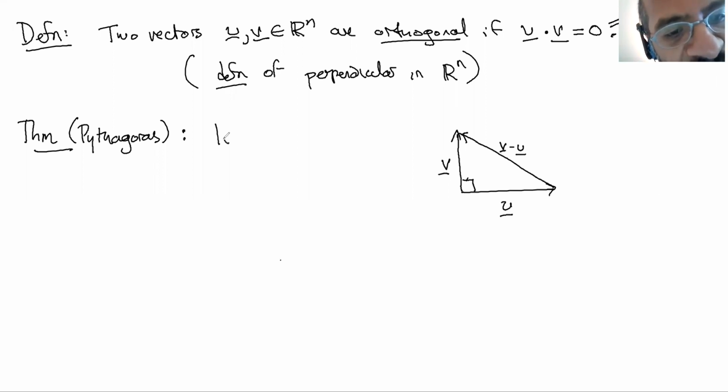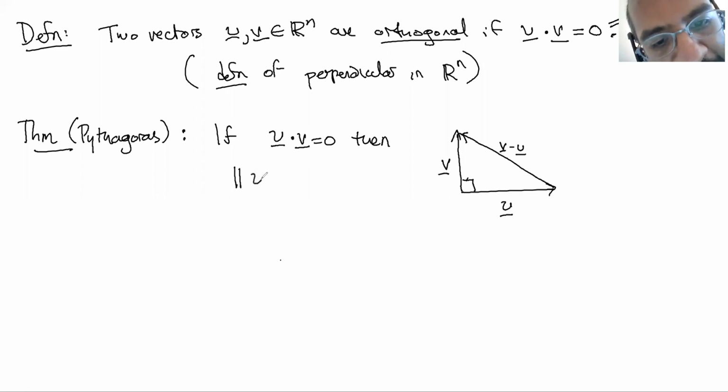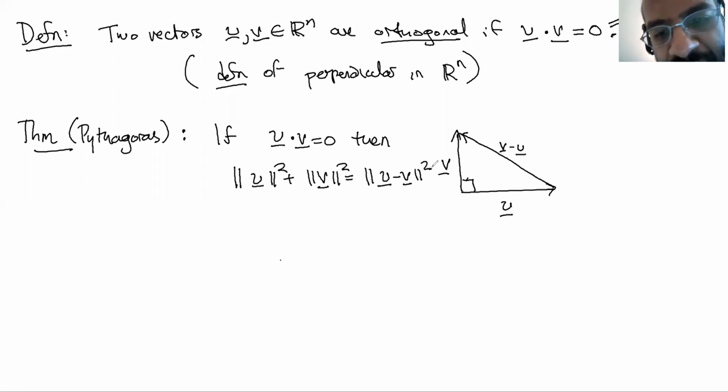And what the theorem says is if u dot v equals 0, then the norm of u squared plus the norm of v squared is equal to the norm of v minus u squared. Okay, the norm of u minus v is the same as the norm of v minus u, but let me just write it as v minus u. This is our familiar Pythagoras theorem. And what I'm going to do now is prove it purely using the algebraic properties of the dot product. And that's evidence that the dot product is the right geometric notion.